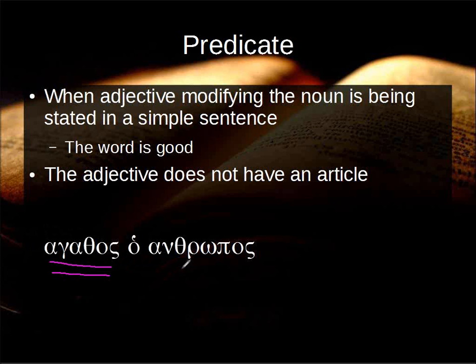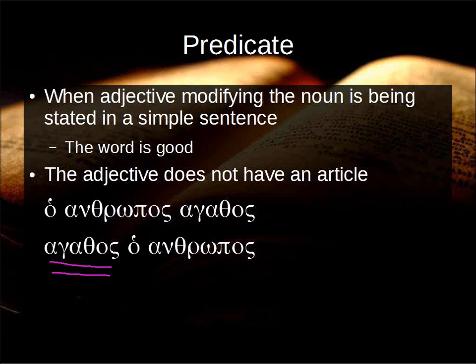However, anthropos does have a definite article, all right? And the way that this is written, it lets us know the distinction, that the adjective does not have one, but the noun does, okay? So in this case, the way that we translate this sentence will be, the man, the human being, or the person is good, okay? So you need to add that verb there, okay? Another way that this could be written in Greek is ho anthropos agathos, okay?